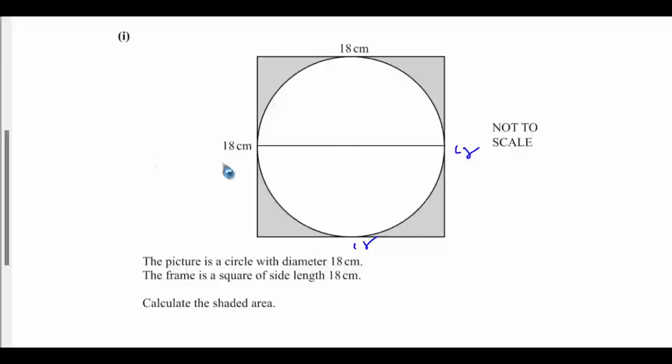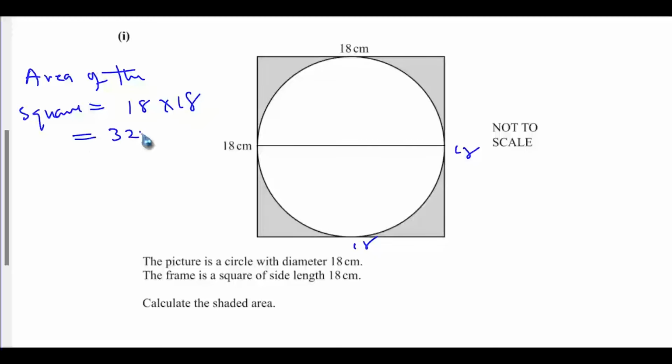So let's get the area of the square. The area of the square will be equals to 18 times 18, that is length times length. So that will be equals to 324 centimeter squared.